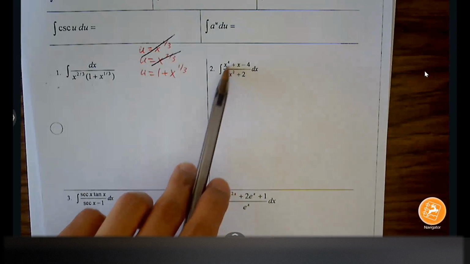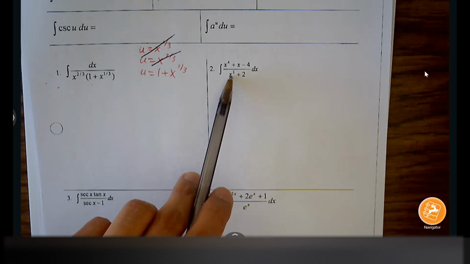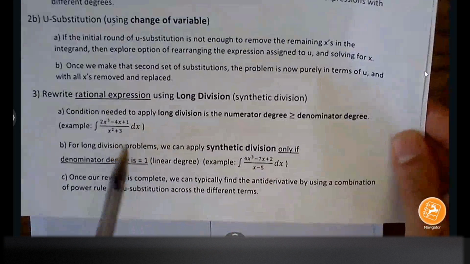No. Okay, degree is too high, right? Only works if it's like x plus 2, x minus 1, x squared is too high. The only method we can work towards is long division.